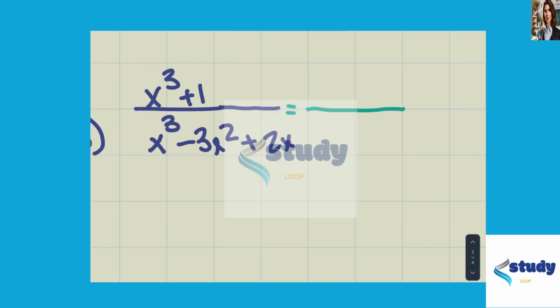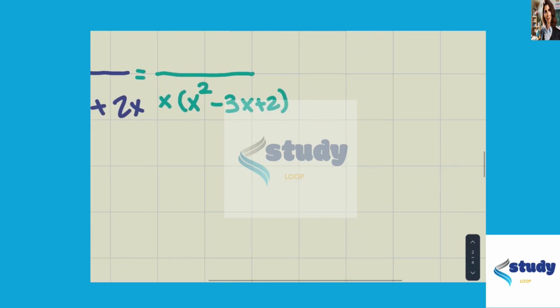Okay, same with down here. First thing we want to do is factor the denominator. In this case, since they all have an x in common, first thing I'm going to do is factor that x out, and I'm left with x squared minus 3x plus 2. That is a quadratic, and I want to see if I can factor that any further.